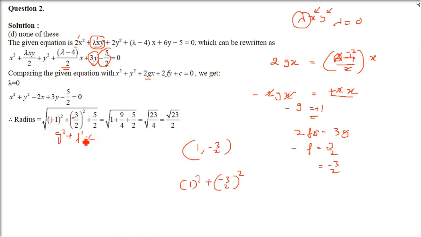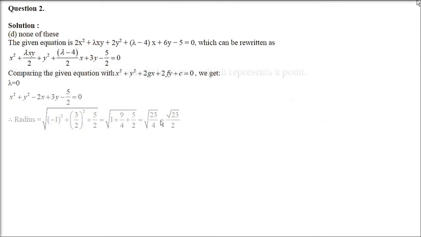So g square plus f square minus c is the under root here. As I said, g square plus f square minus g square minus f square doesn't affect. So this is under root g square plus f square minus c. C is here 5. Minus 1 minus 5 will become 5 by 2 actually.